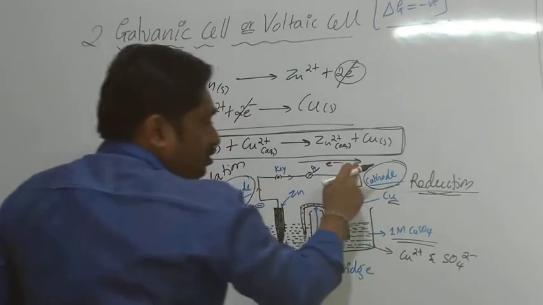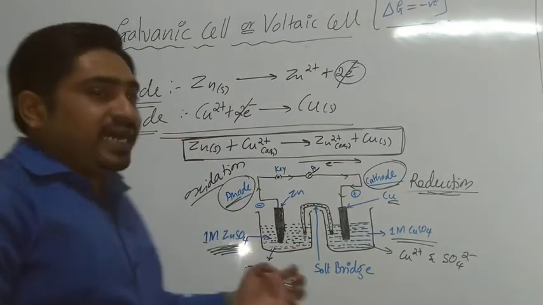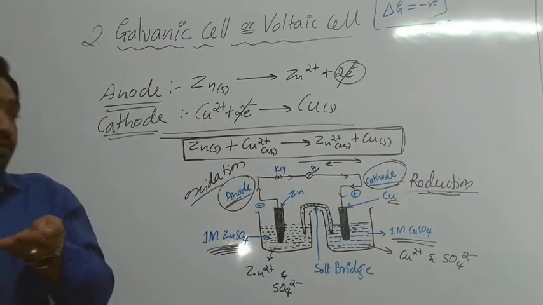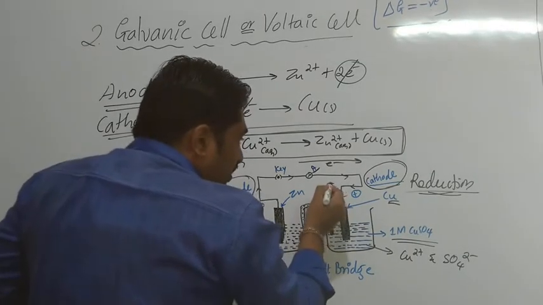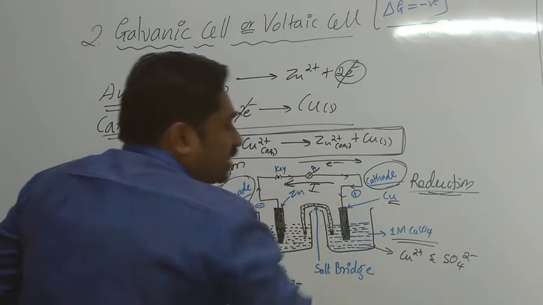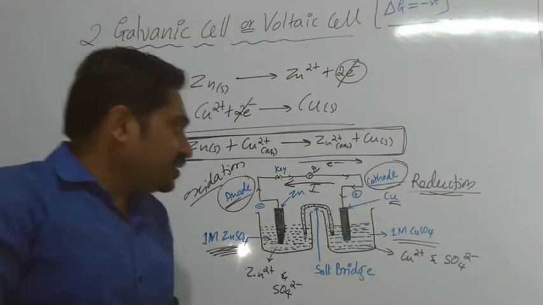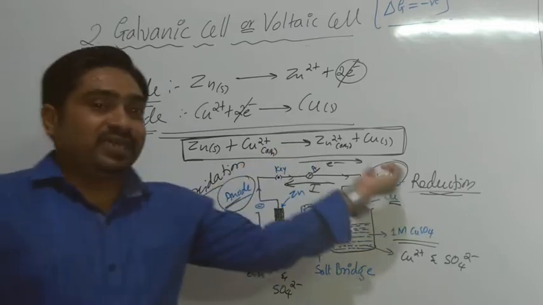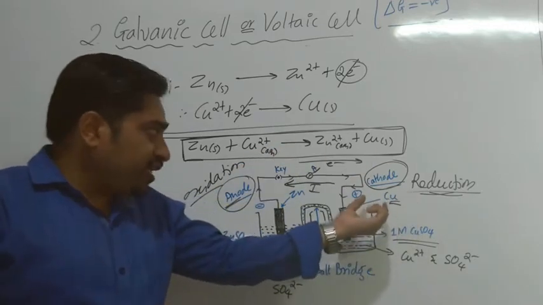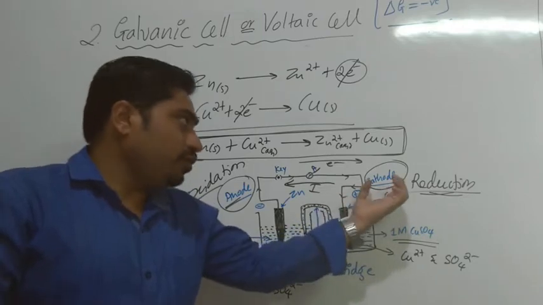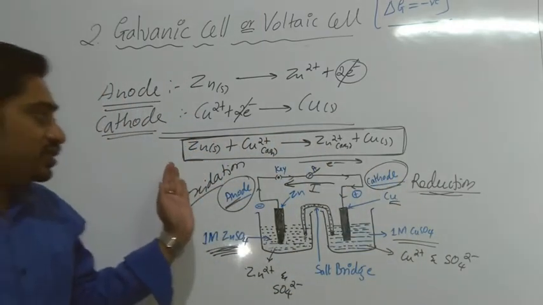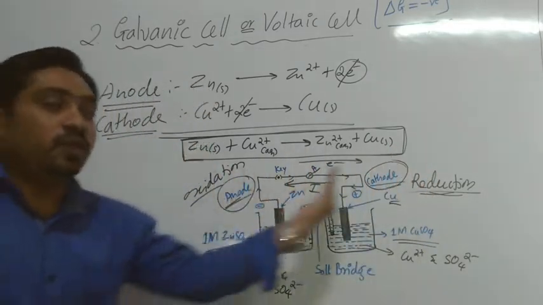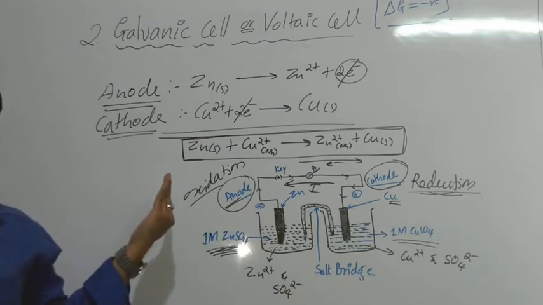This is the direction of flow of electrons, and we know that in the direction opposite to electron flow, current flows, means the current flows from cathode to anode. That I represent as electric current. The electrons are moving from zinc, the anode, to the cathode. In the opposite direction, the electric current is moving from cathode to anode. So this is the flow of electrons, and the opposite is the direction of flow of electric current.